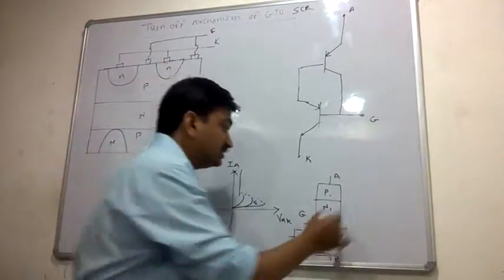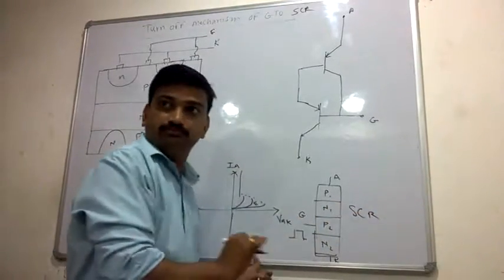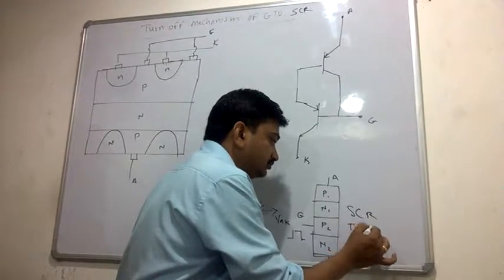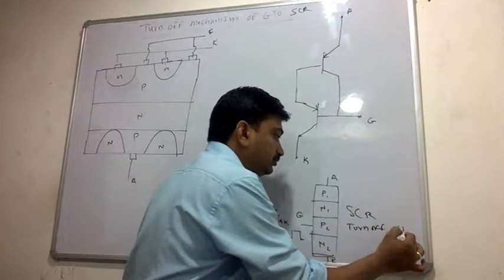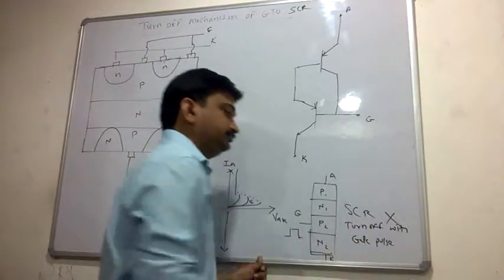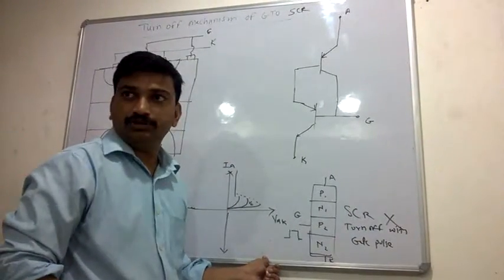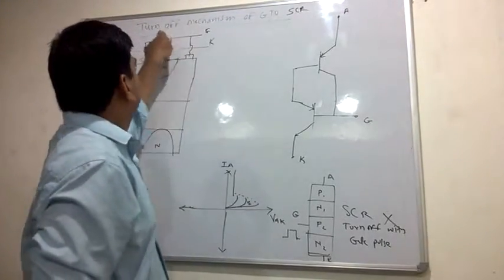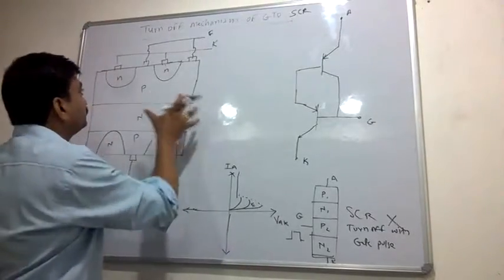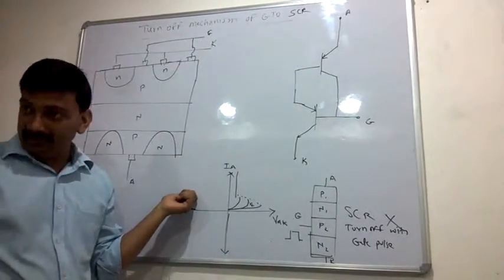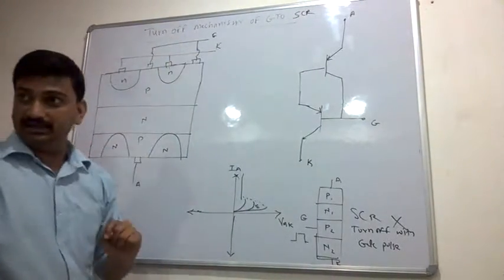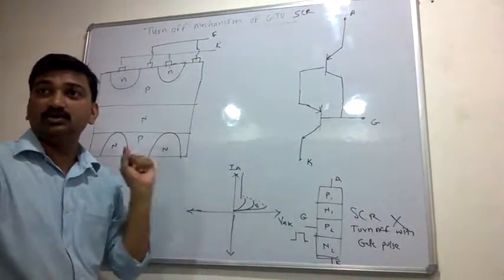That is the common SCR. It is not possible to turn it off with a gate pulse. Not possible. In the turn-off mechanism of the GTO, that means the gate turn-off SCR, we can turn it off with a negative pulse, by providing a negative pulse to the gate. So that's why it is known as the gate turn-off SCR.